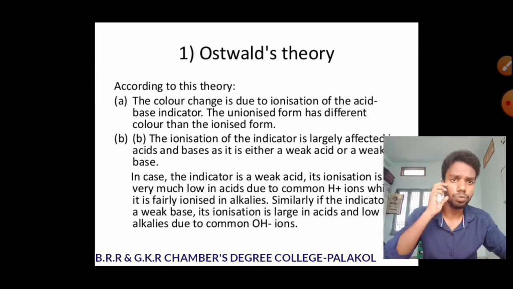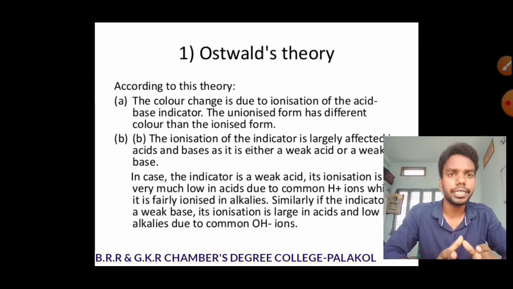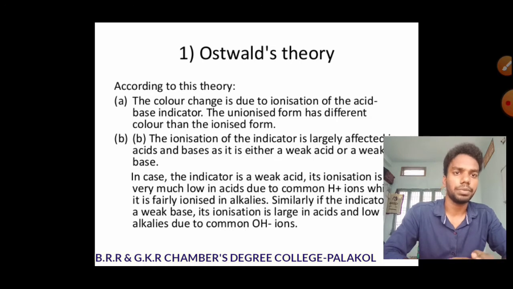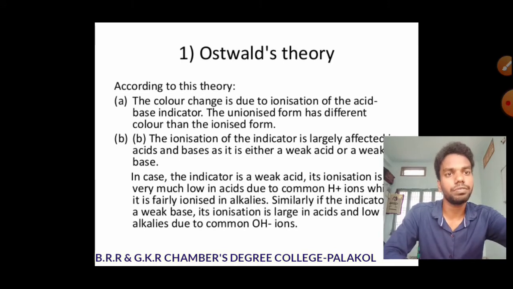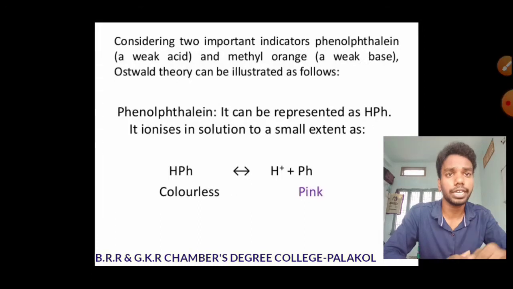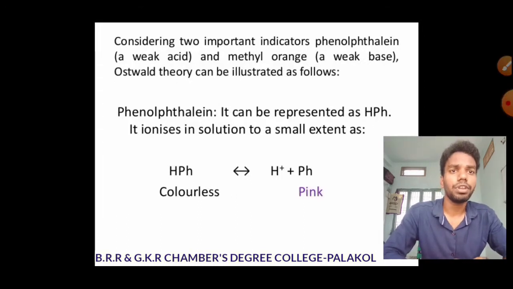So what it explains is that it shows different colors in different media, right? In acidic medium it shows one color, in basic medium it shows another color. That means it is ionized in one medium and unionized in the other, right? That depends upon the solution it is present in. I will give you an example so that you can understand easily. So I am taking phenolphthalein here, right?